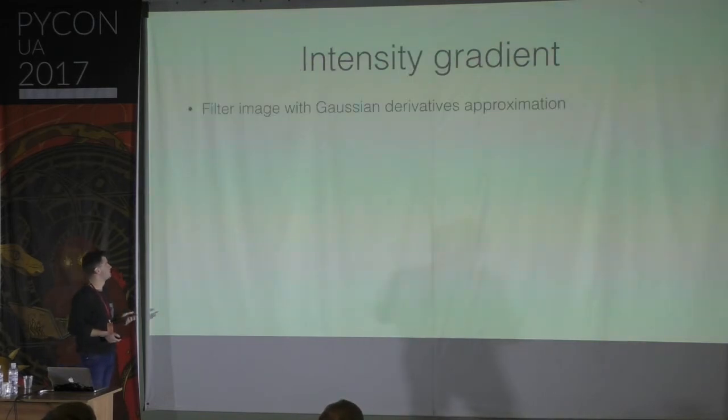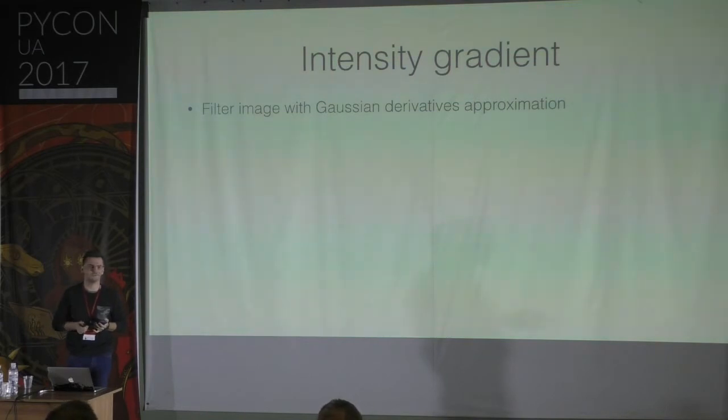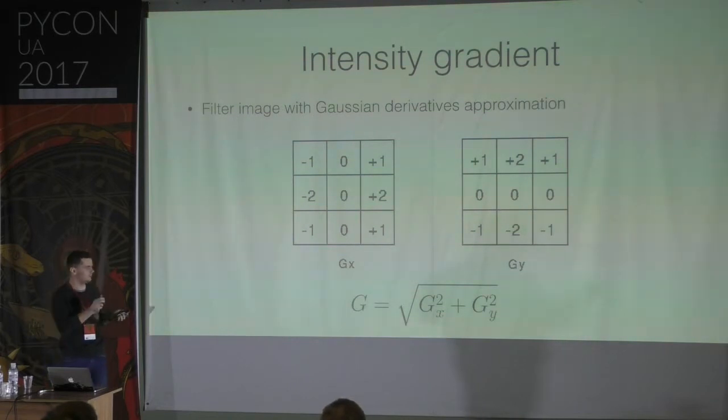Here we already start using some math. Has anyone heard about Gaussians? No? Okay, good. Do you know about filtering or convolutions? Okay, still good. So basically what we do is we filter the image with Gaussian derivatives, but it's a bit complex, so instead we use just an approximation, which is just these two matrices. These are two derivatives in different directions, x and y. And this gives us how much the intensity changes between neighboring pixels.